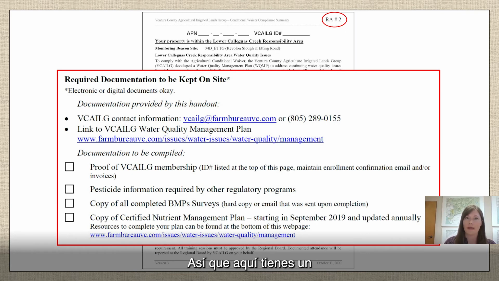So here's a quick glimpse of what these RA compliance summary handouts look like, so you know what to look for. First, you'll want to select the RA handout that's specific to the RA in which you grow. So this particular RA handout is for RA number 2, which is the Lower Cayugas Creek responsibility area. And that's kind of the area a little bit south of the city of Camarillo.